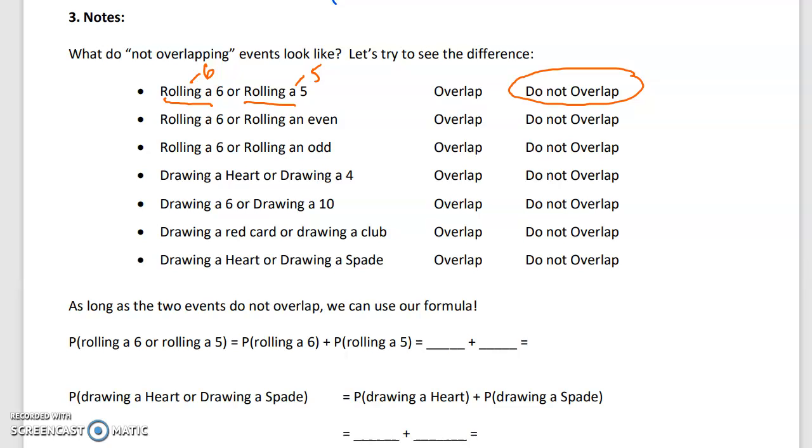Rolling a 6 or rolling an even, those events overlap because rolling an even could be a 2, 4, or 6, so you can see that 6 overlaps with 6. Rolling a 6 or rolling an odd does not overlap because odds are only 1, 3, and 5, and 6 is not part of that set or part of those outcomes.